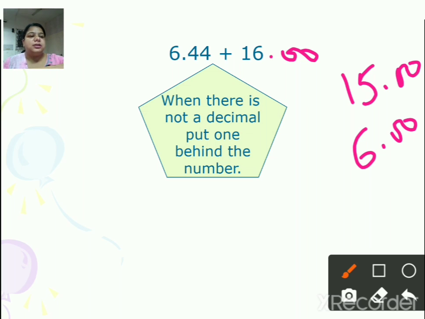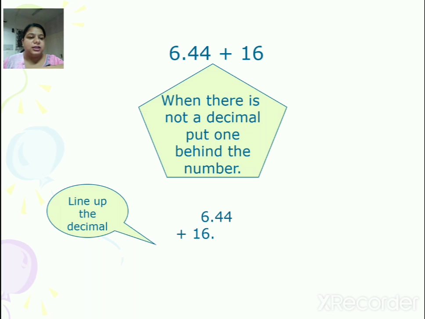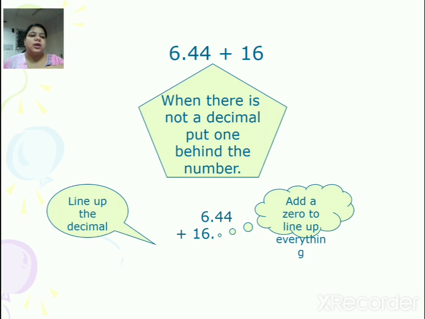16 simply can be written as 16.00. So what will we do? Again we will line up the decimals. So 16, the decimal is after 16 here. So 6.44 and then 16 point, you will put 00. You have lined up the decimals, right? And now what you need to do? You have to add zeros to line up everything, right? So we have put a 0 there. So 16 point, you can put 2 zeros also, that is up to you.